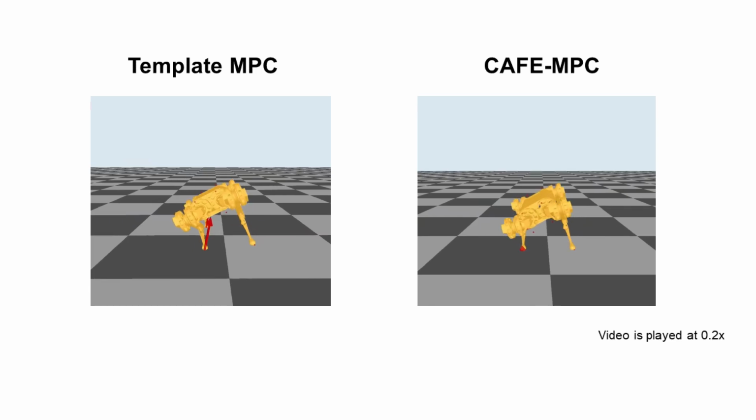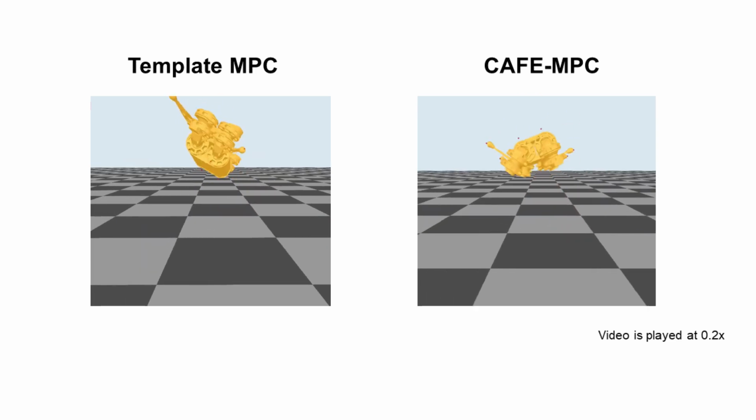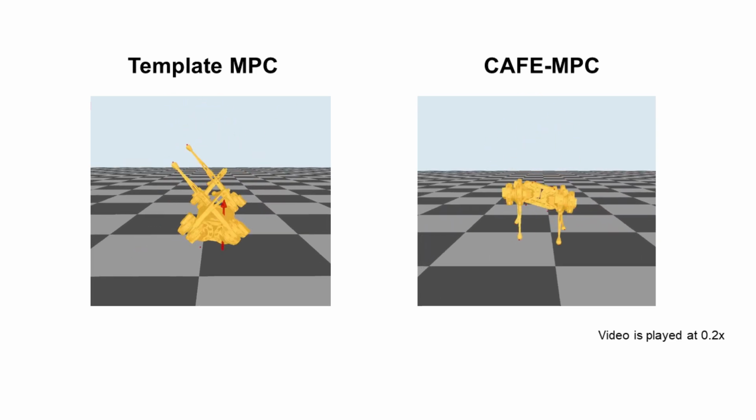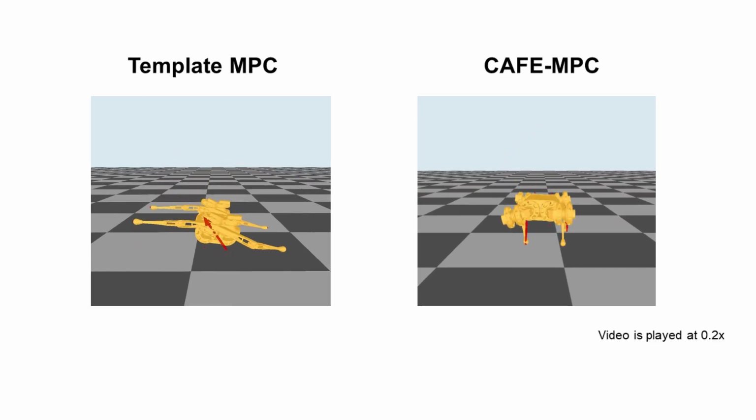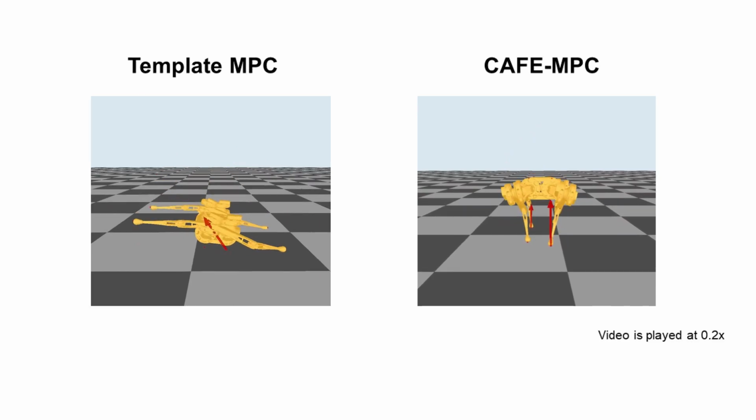We compare the CAFE-MPC with a conventional SRB-based template MPC in terms of performing an in-place barrel roll in simulation. The robot controlled with the template MPC failed to complete the barrel roll due to the reduced body angular momentum. This is because the body angular momentum and the leg momentum are not coordinated in the template MPC. The CAFE-MPC achieved success, indicating the importance of incorporating the whole body dynamics for such highly dynamic motions.